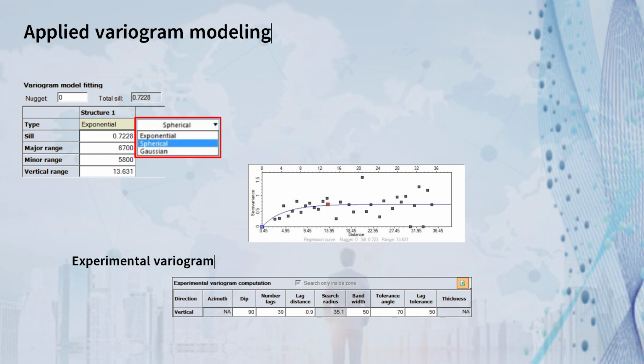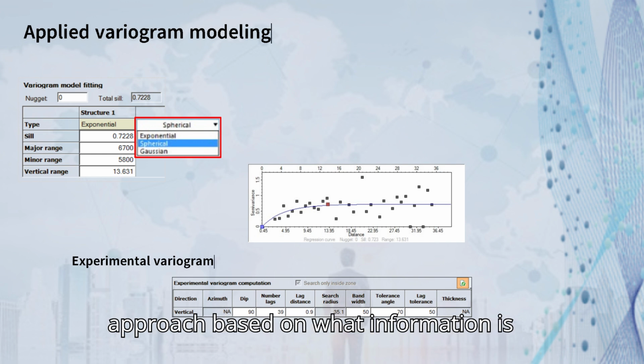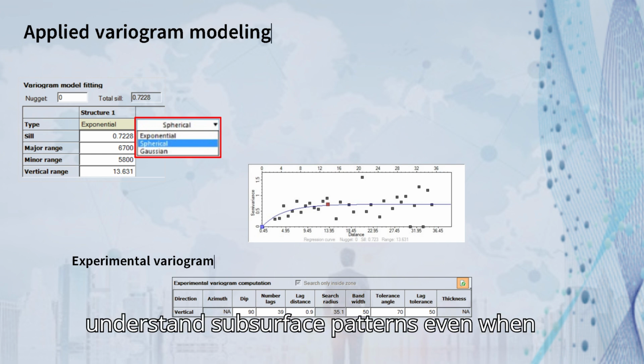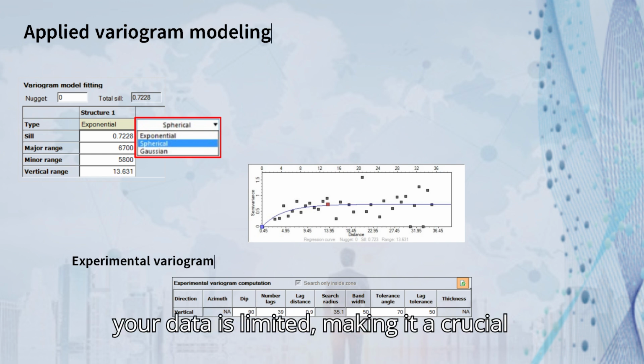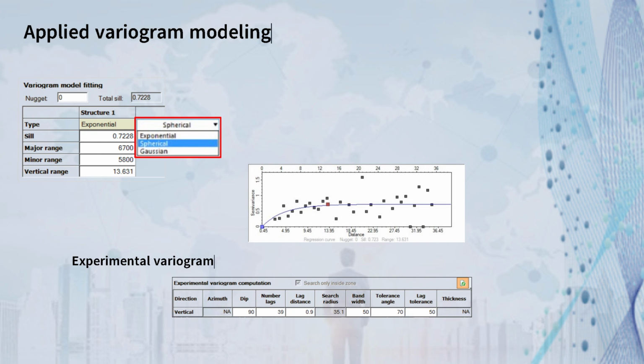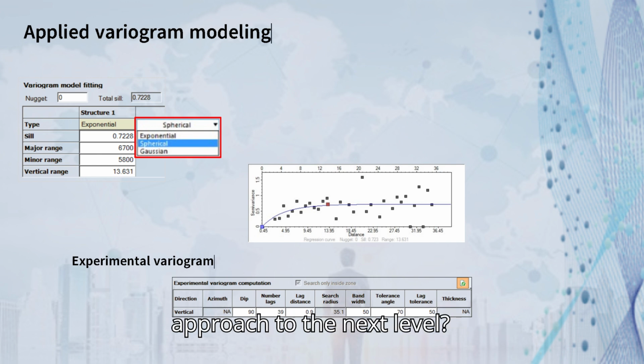In summary, whether you're working with vertical or horizontal data, the key is adapting your approach based on what information is available. Variogram modeling helps you understand subsurface patterns, even when your data is limited, making it a crucial tool for reservoir characterization. Now, who's ready to take this modeling approach to the next level?